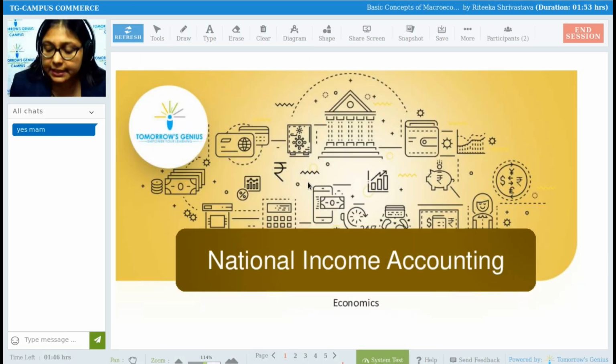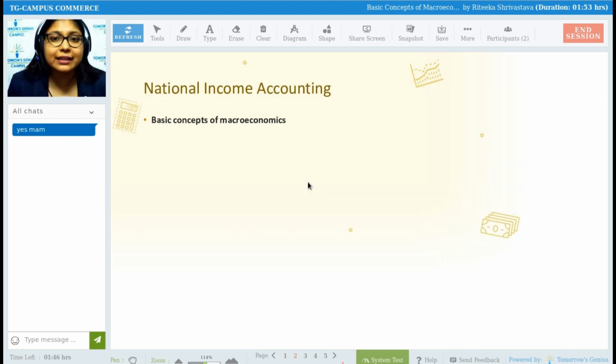Class. Today we are going to start with the second part of the chapter, that is all the basic concepts of macroeconomics. These are the basic concepts wherein you are going to study different terms. These are different terminologies, and these are the most important terminologies when we study national income. Not only for this chapter, but these terms are going to be with us forever, because these are the terms which you use in your life on a regular basis.